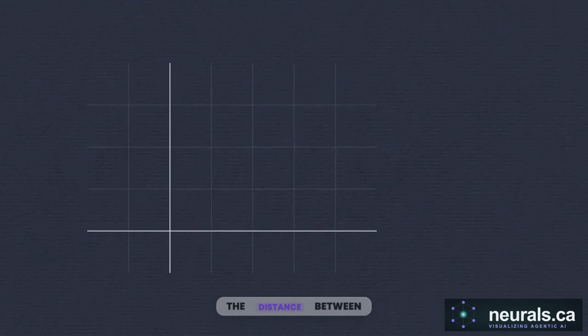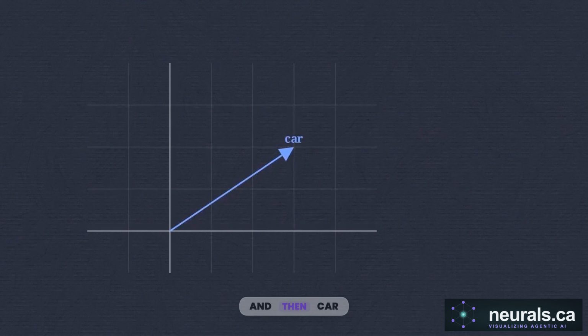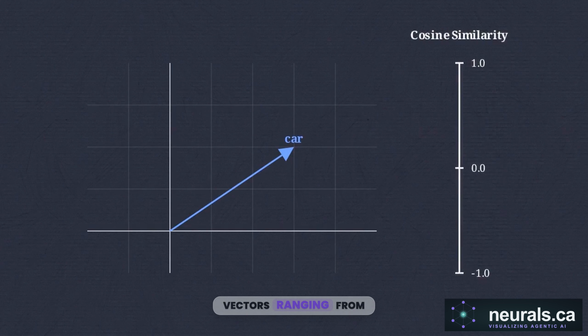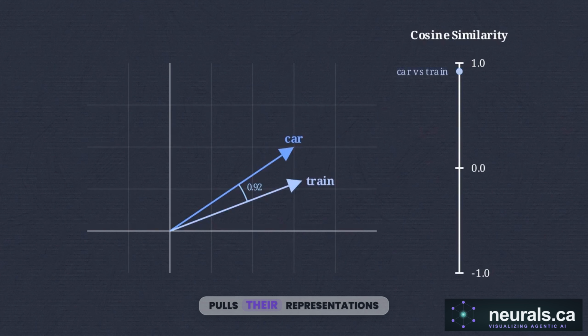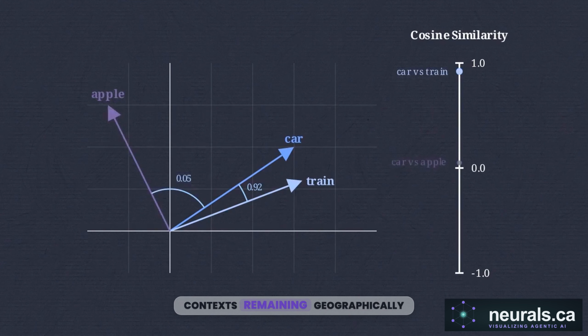We can extract meaning from this newly trained space using the similarity method. Let's look at the distance between car and train, and then car and apple. This function calculates the cosine angle between vectors, ranging from -1 to 1. Car and train return a high score. Sharing a context window pulls their representations together. Car and apple lack shared contexts, remaining geographically distant, yielding a low score.